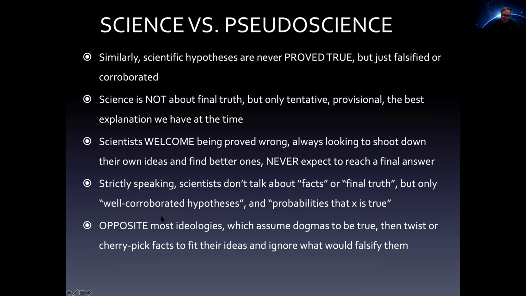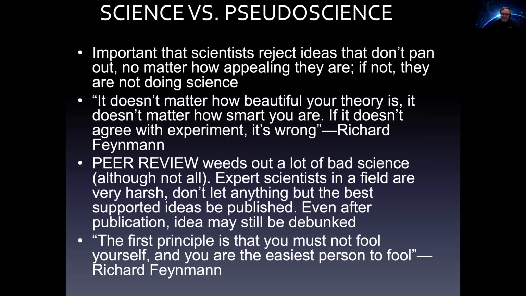And ideologies, whether it be religion or Marxism or Scientology or anything like that, they always assume their dogmas to be true, right? You're never allowed to challenge the dogmas of any of these group belief systems. And then what they often do, because things don't fit their religious system, is twist or cherry pick their facts or ignore anything that would likely falsify their ideas. That's how they escape the testability idea that science must face. Okay, so it's important. Scientists must reject ideas that don't pan out, no matter how appealing they are, right? If you don't reject ideas when they turn out to be wrong, you're not doing science anymore, okay?